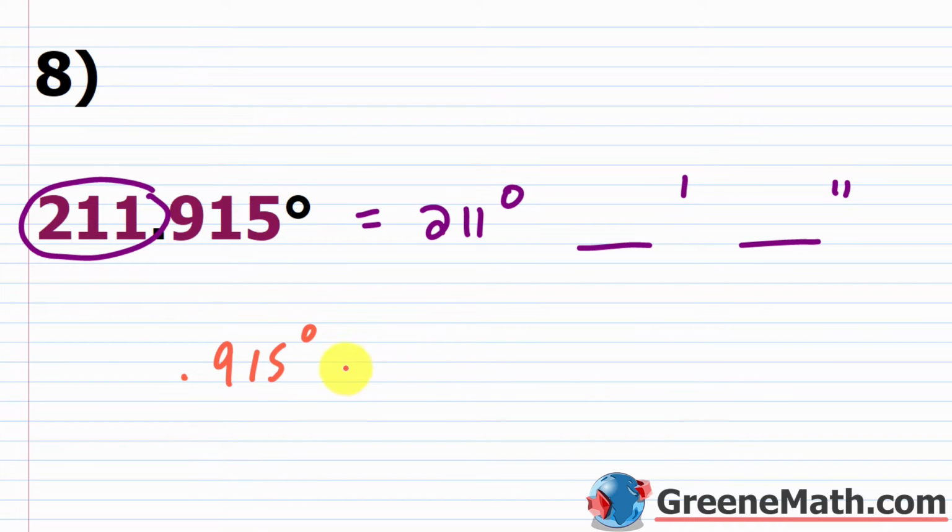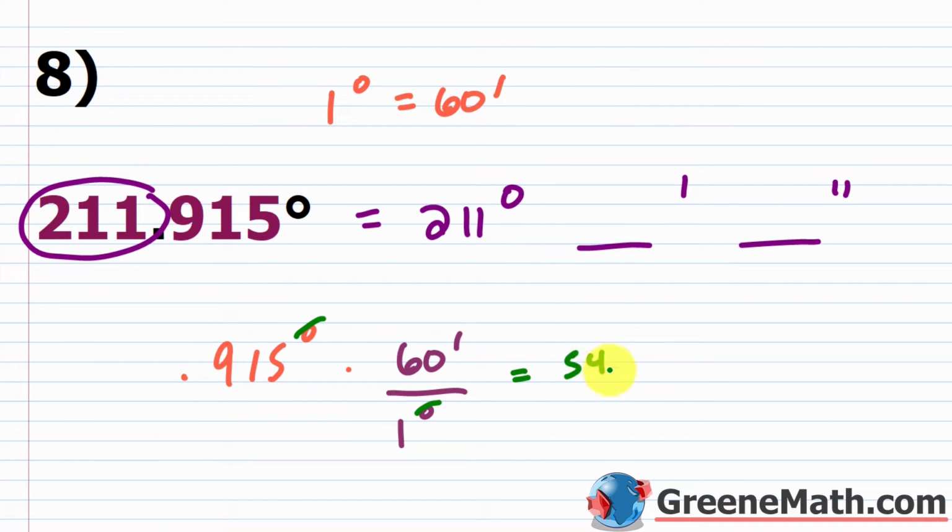So this 0.915 degrees, I'm going to multiply it by, again, think about the relationship between degrees and minutes. So 1 degree is equal to 60 minutes. So I'm going to put what I don't want in the denominator. I don't want degrees anymore. I want minutes. So I'm going to say this is 60 minutes over 1 degree. Again, just like multiplying by 1. So I'm going to cancel this unit with this unit. And then 0.915 times 60, that's 54.9. So let me put this as 54.9, and this is in terms of minutes.